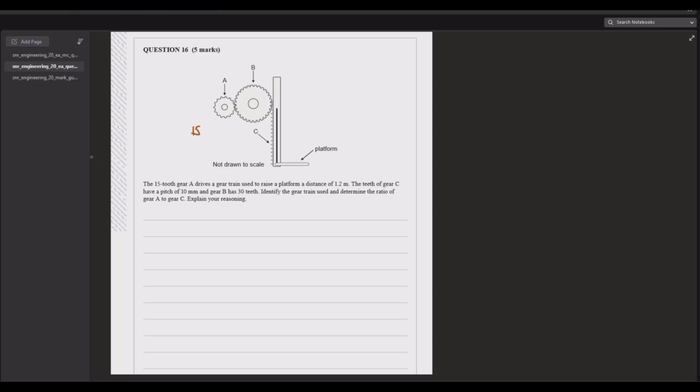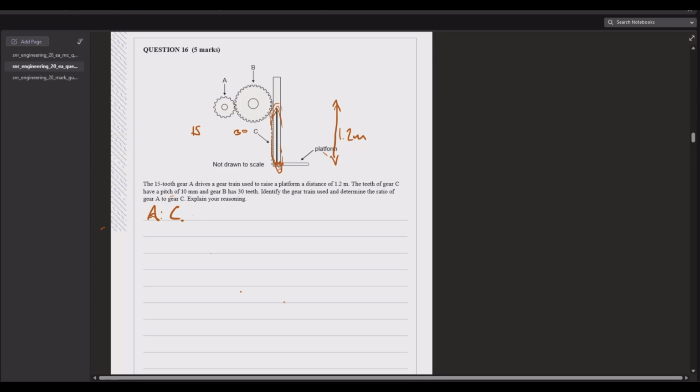So this is 15 teeth. Gear B has 30 teeth. The platform is moving a distance of 1.2 meters. The teeth of Gear C have a pitch of 10 millimeters. Identify the gear train used. The hell? This is not a gear train, I would not call this a gear train. What we're looking for is A to C. And this is a rack and pinion here. So that's a pinion gear, that's a rack. It's going to move the platform up. Very simple.